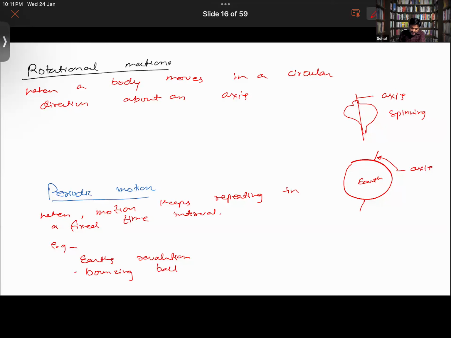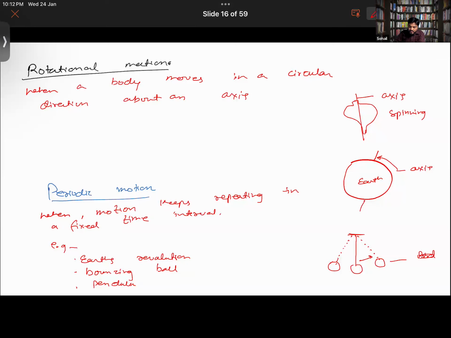Then you have other examples also, for example, a pendulum. The pendulum will also be doing a fixed motion in a given period of time, a particular type of motion in a fixed time interval. Right, so this spherical structure that you see is called a bob.